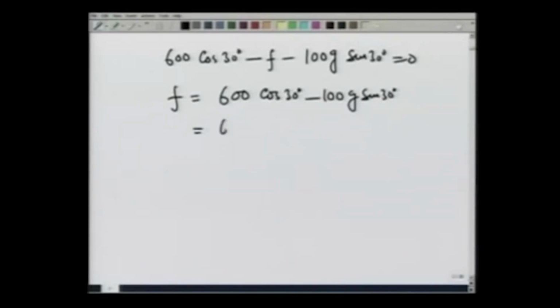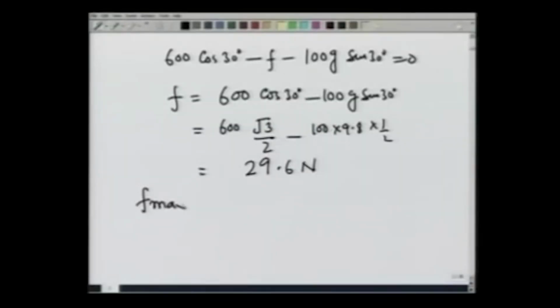This number comes out to be 600 square root of 3 by 2 minus 100 times 9.8 times 1 over 2, which is equal to 29.6 newtons. So, for equilibrium we require a frictional force of 29.6 newtons. If the maximum frictional force that can be generated is greater than this, the block will be in equilibrium. If not, then the block will start moving. So, let us see what is the maximum possible value of the frictional force.